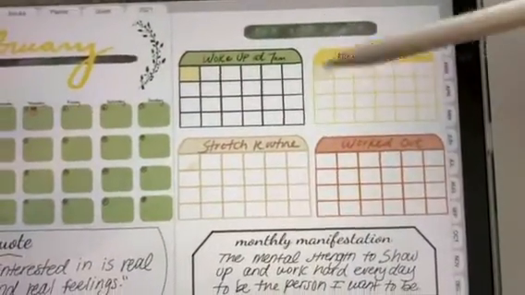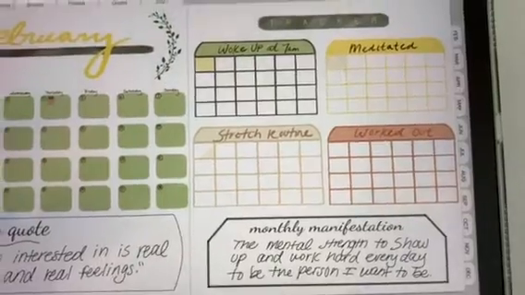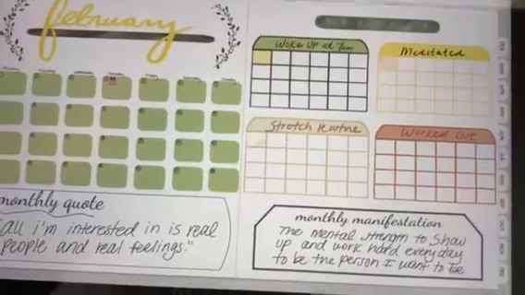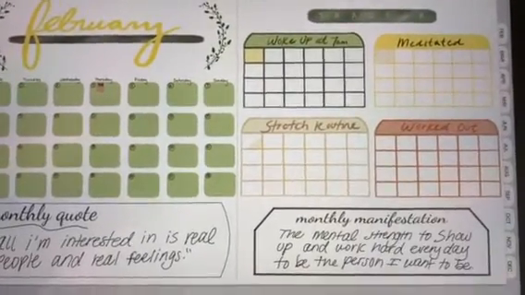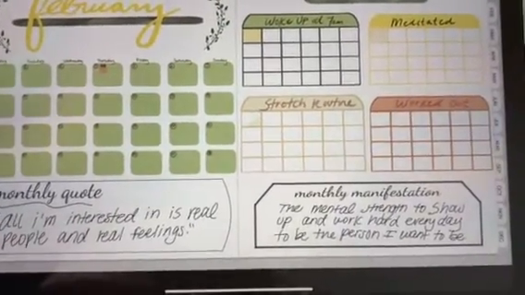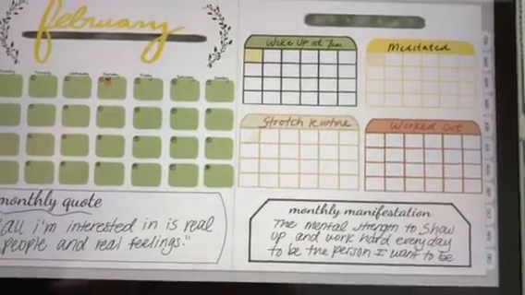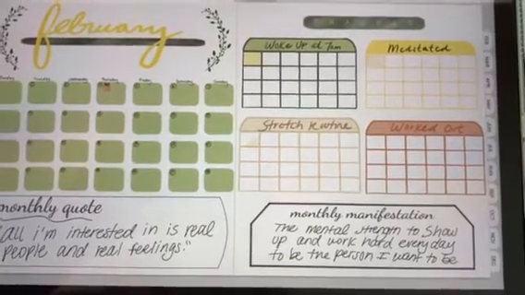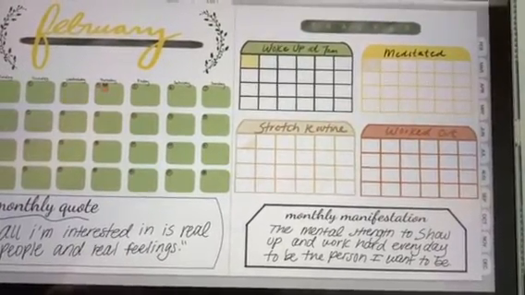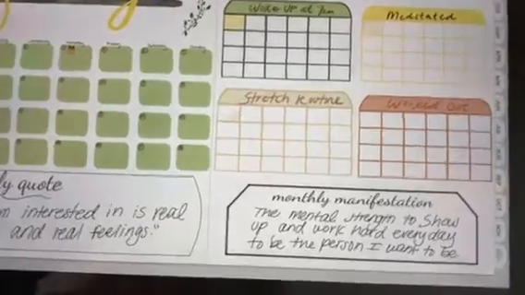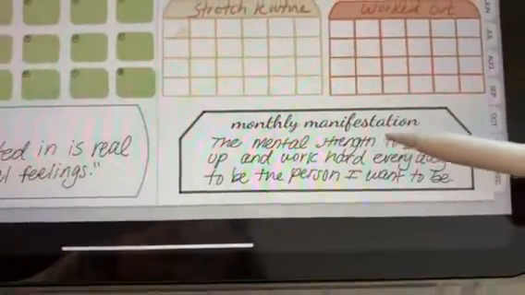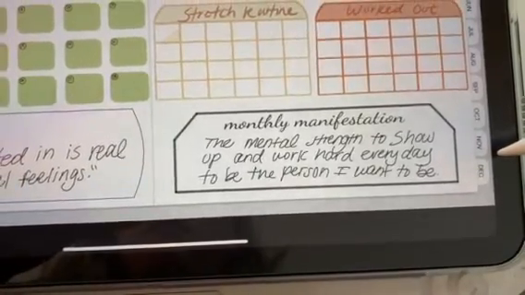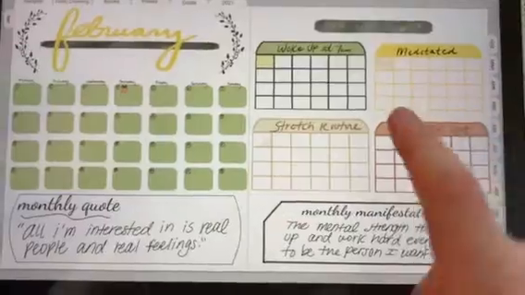And then I have these trackers of just things that I personally want to focus on this month. They're not used to make me feel like I have to do them or hold myself accountable. It's really just for a reflection piece for at the end of the month, just seeing how I spent my time and if I used my time on the things that I really just wanted to focus on. And then I just have this monthly manifestation, which says that I want the mental strength to show up and work hard every day to be the person I want to be.